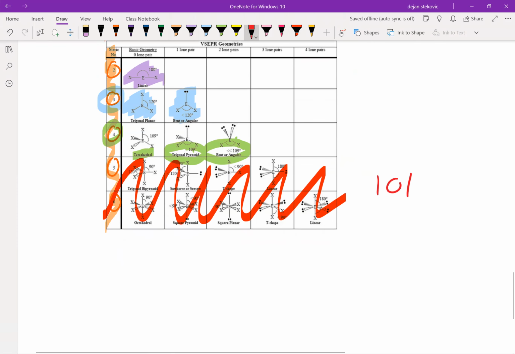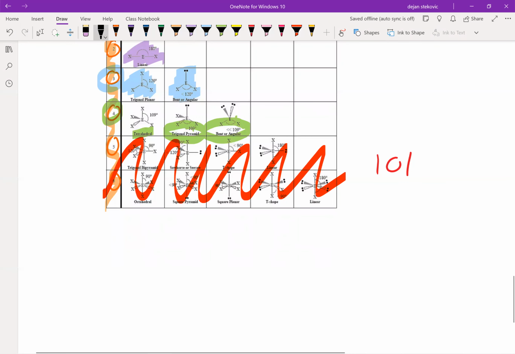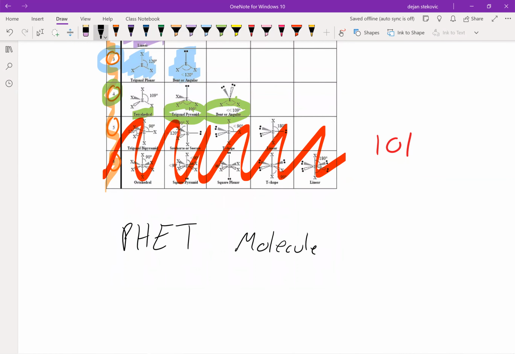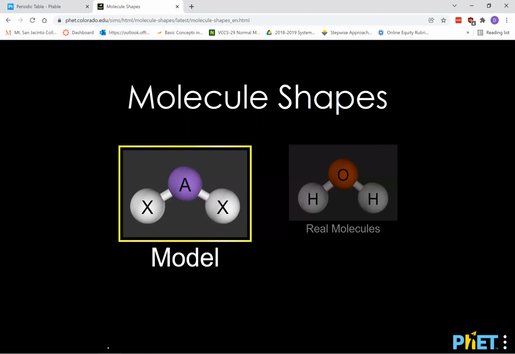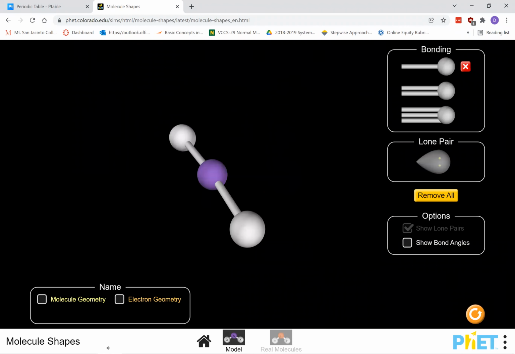If you would like to see a more visual representation, go ahead and type into Google PhET, P-H-E-T, molecule shapes, and it'll be the first or one of the first links. It's similar to that game that we played. Let's go ahead and check it out. Right, same company or site, whatever. And so you can play around with the shapes. I would suggest playing around with the model first. Let's go ahead and look at that.